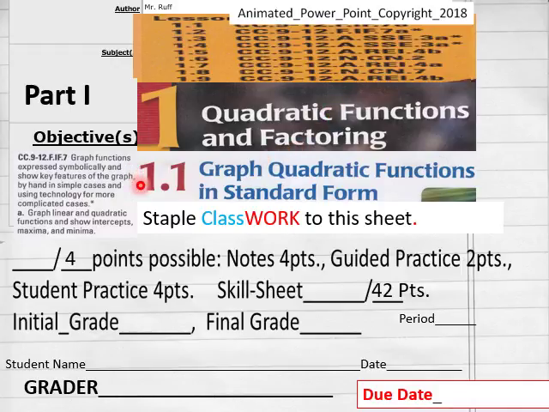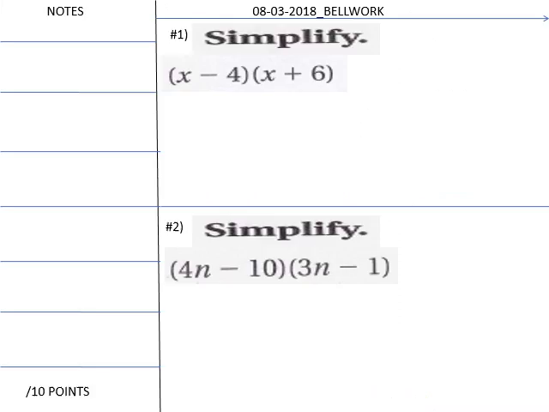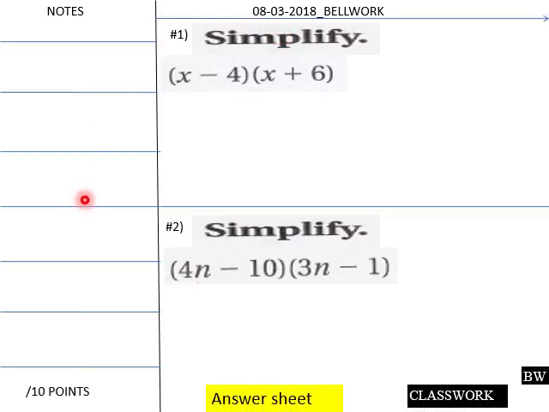Okay, 1.1, graph quadratic functions in standard form. We got 42 points here on the skill sheet and 4 points for notes. This is classwork. This is your bell work, students. As you're coming into the classroom, simplify these two binomials when you're multiplying them together. Simplify those, and then we'll move on into the lesson.